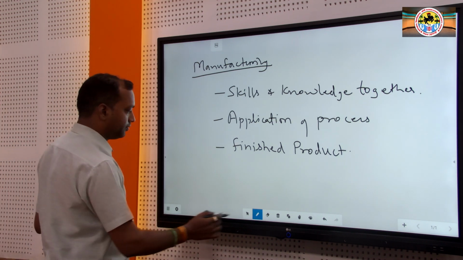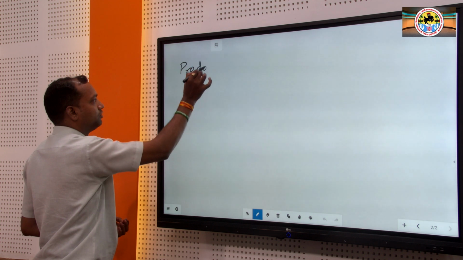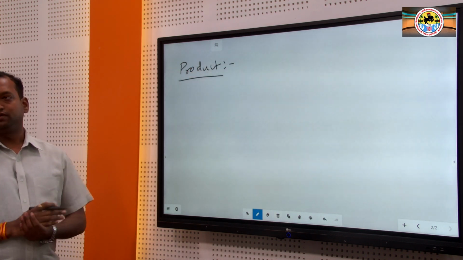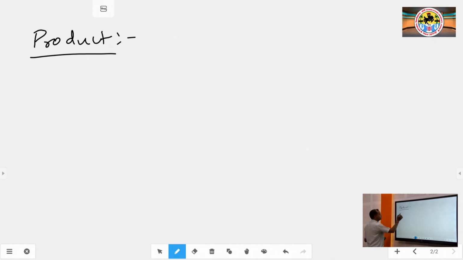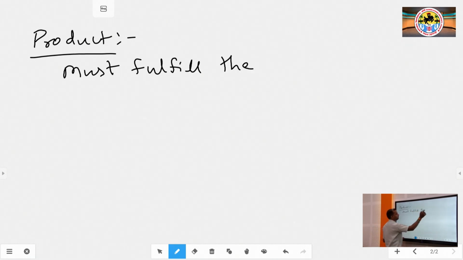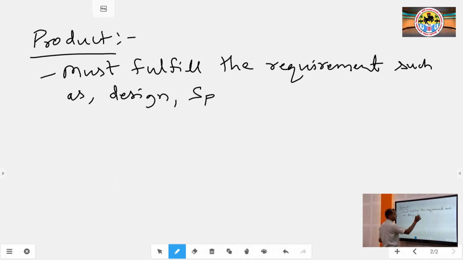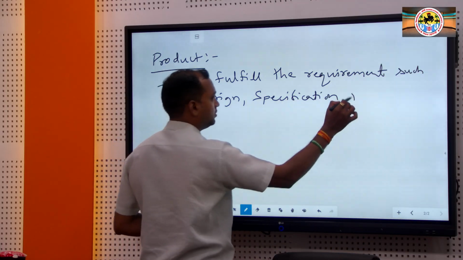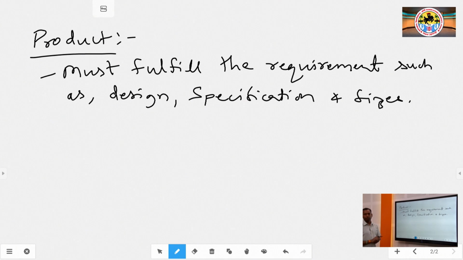Now, the product we obtain after application of manufacturing must fulfill the requirements in the form of design, specifications, size, etc. It must also be manufactured in the most economical environment.